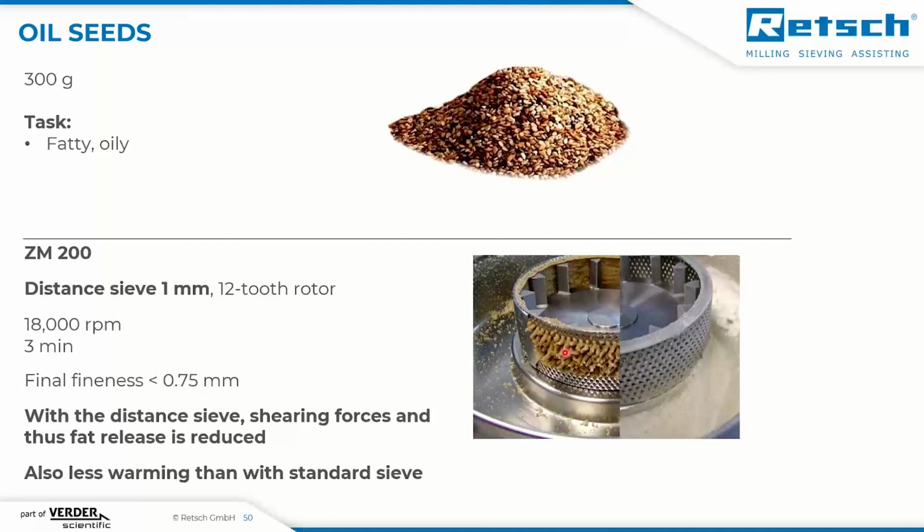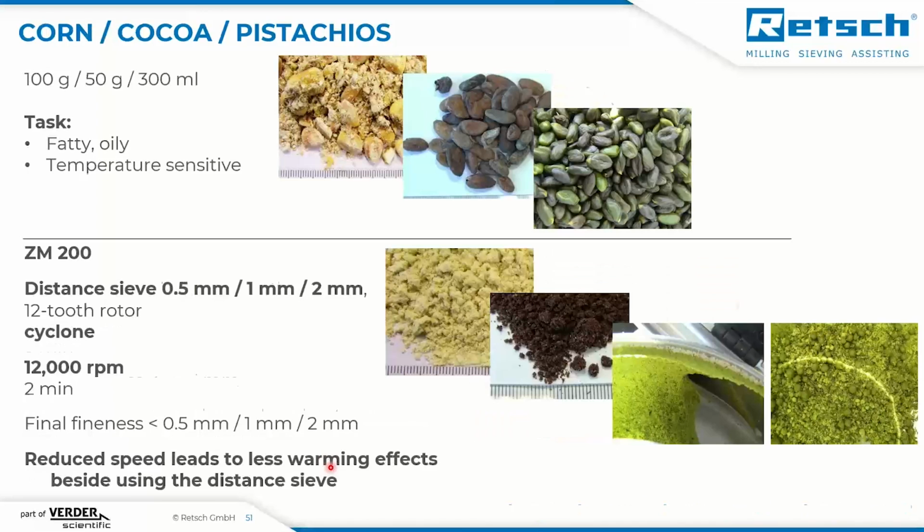But if we reduce the shearing forces because we make the sieve a little bit larger in diameter, so it gets a little bit of room left here between the tooth and the ring sieve or the sieve itself, then shearing forces are reduced, fat release is reduced, and we can come to a pulverized sample. And we also have less warming than with the standard sieves. Temperature reduction is only possible with the distance sieves in the ZM200.